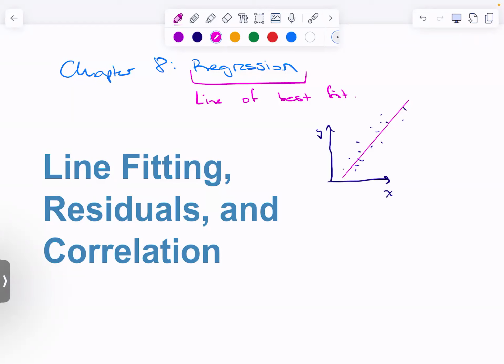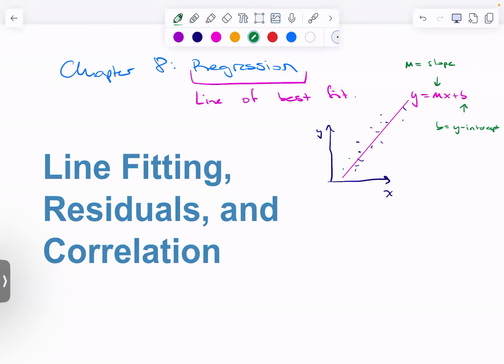Now, because it's a line, it's going to have the format of y equals mx plus b, right? And so where m is the slope and b is the y-intercept, right, where it crosses the y-axis.